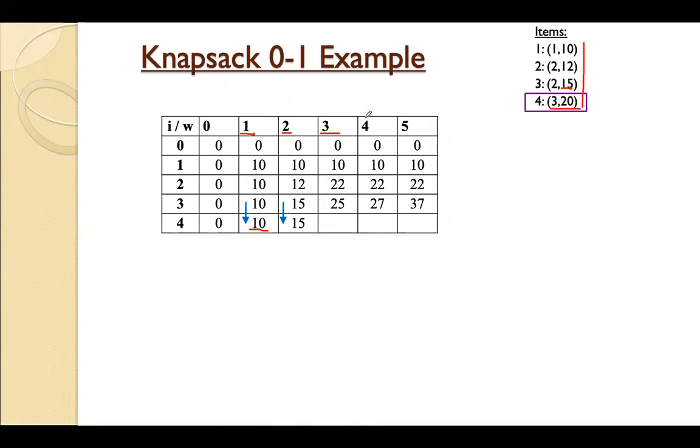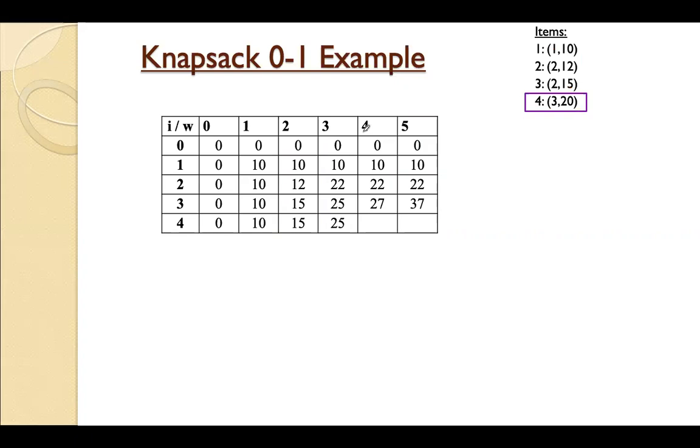See, W is 3 now. So assume that you have a 3 kg bag and these four items are there. Are you going to take items 1 and 3, or are you going to take this fourth item, a single item? Obviously I want maximum profit. For that reason I will not consider this fourth object. I will take 1 and 3 itself, so the bag value will be 25 itself.